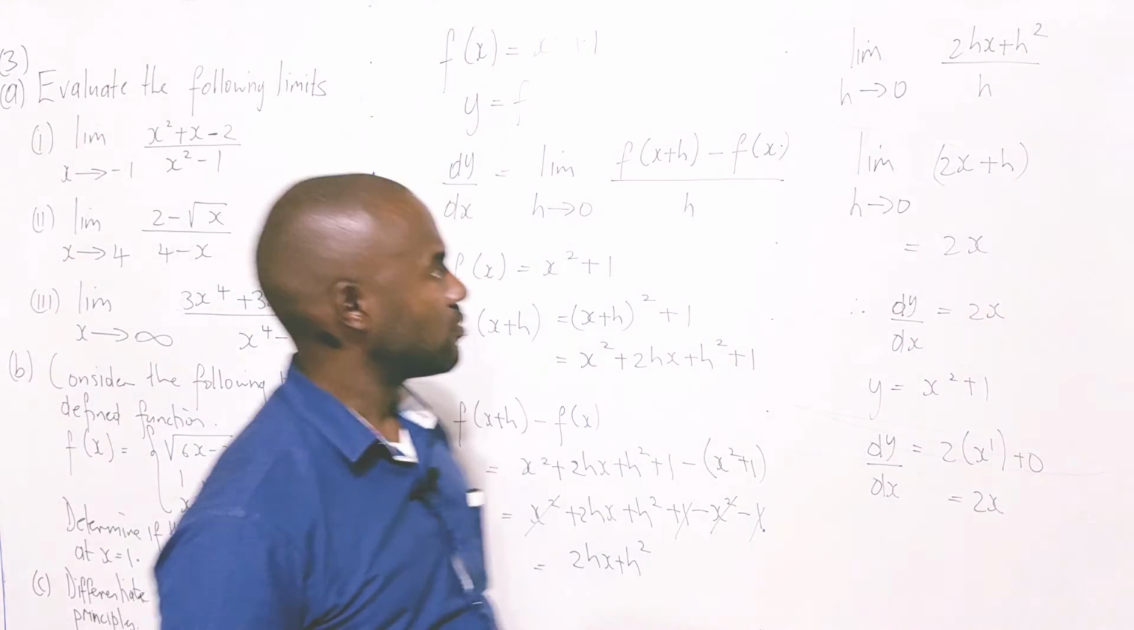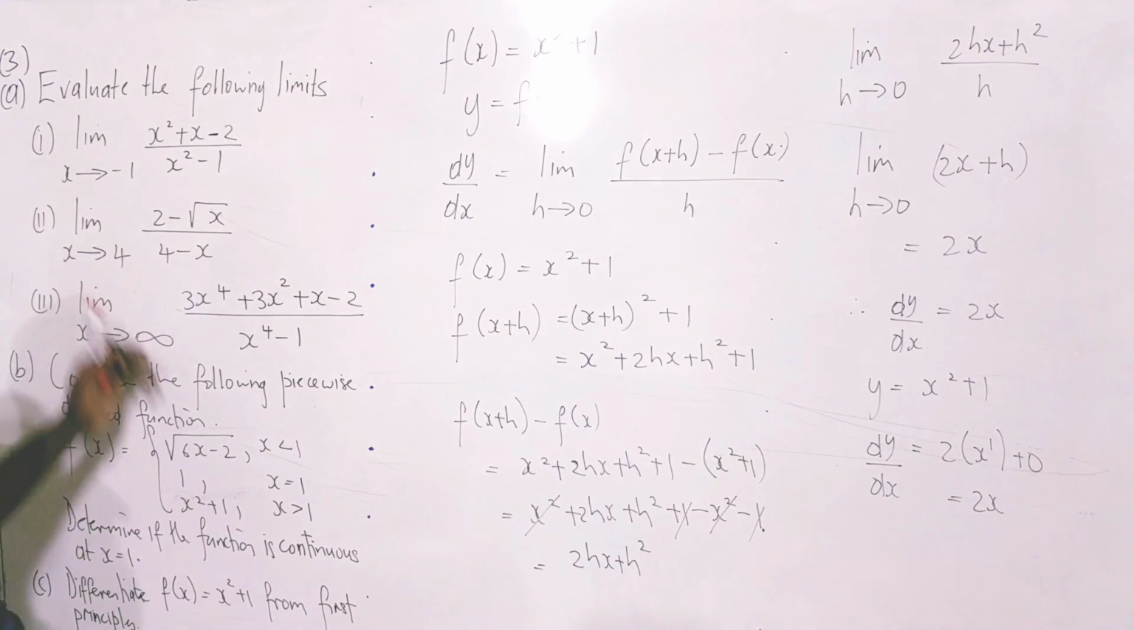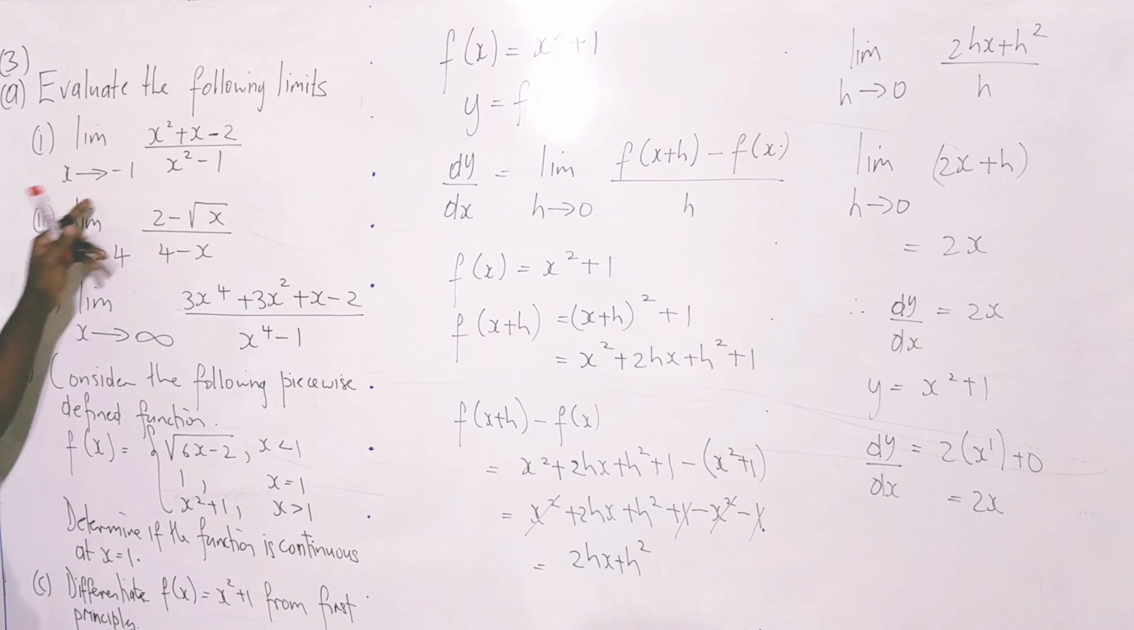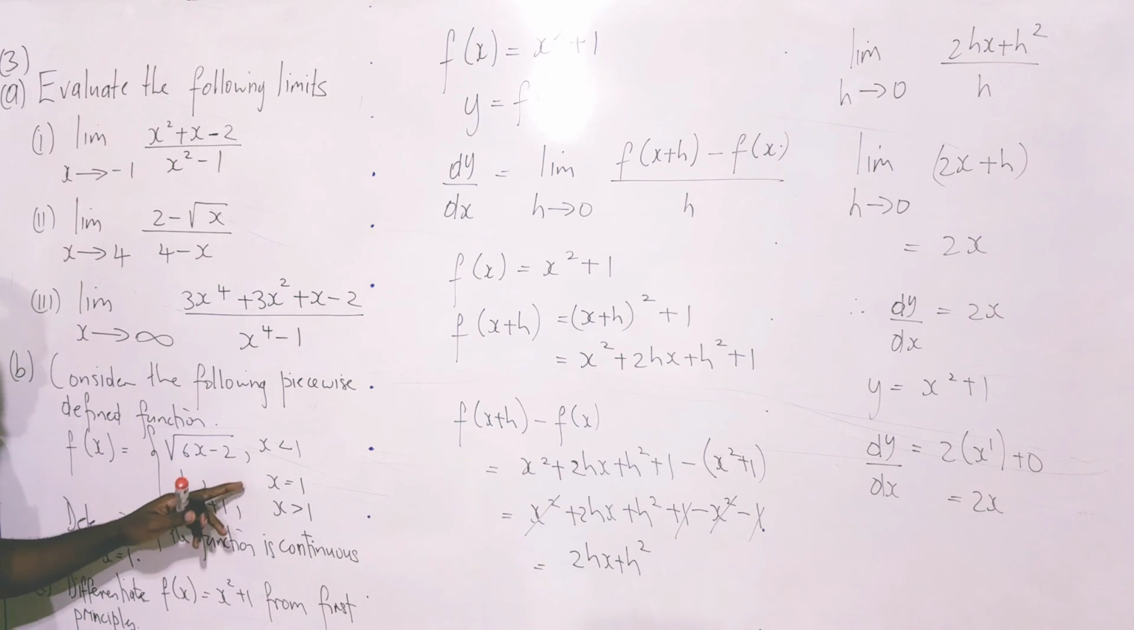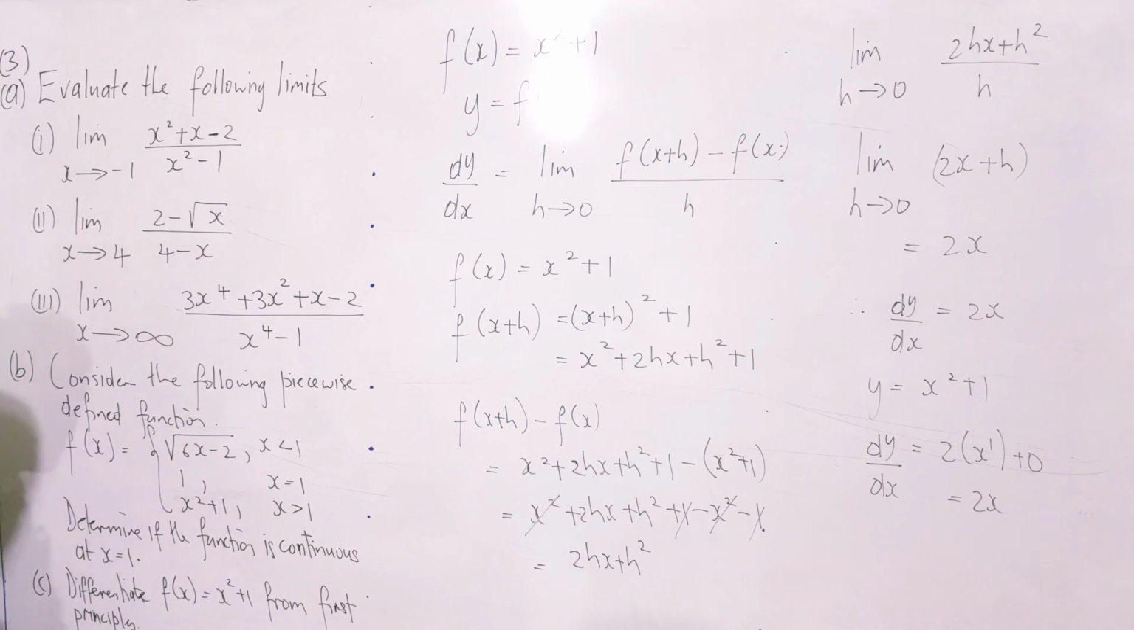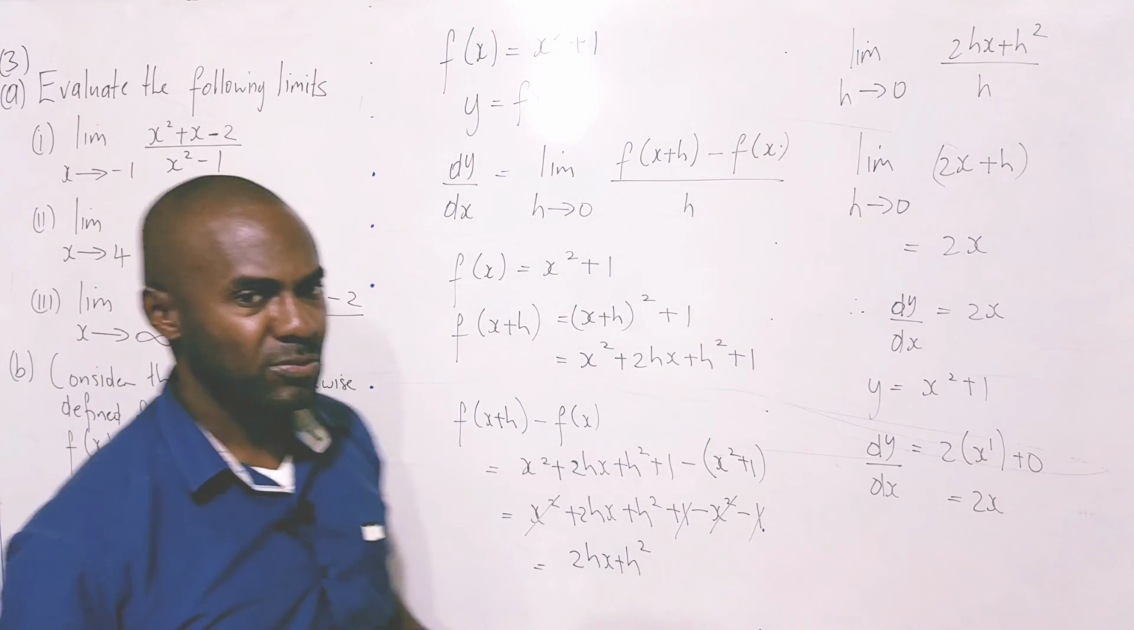So this was question 4, which basically wanted us to evaluate certain limits as x approaches -1, 4, and infinity, and to check if a function is continuous at a particular value of x, and also to differentiate from first principles.